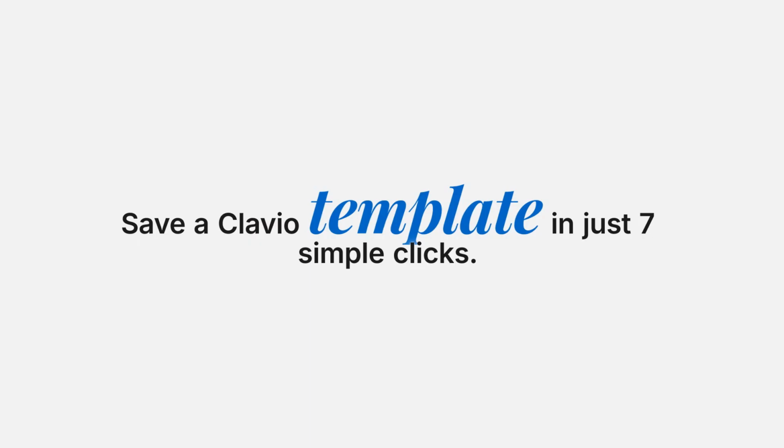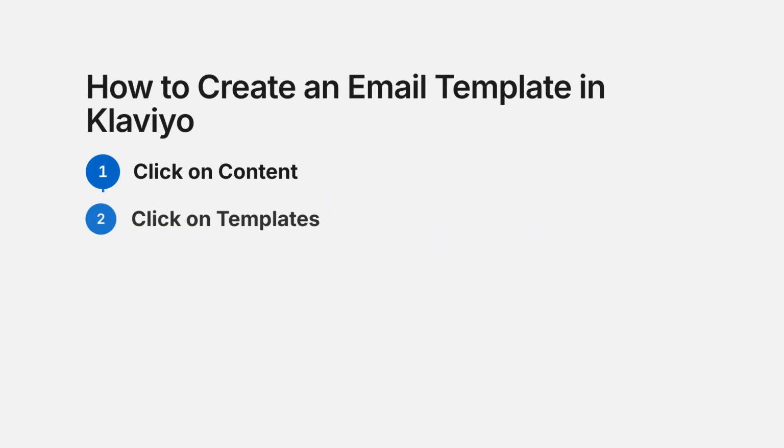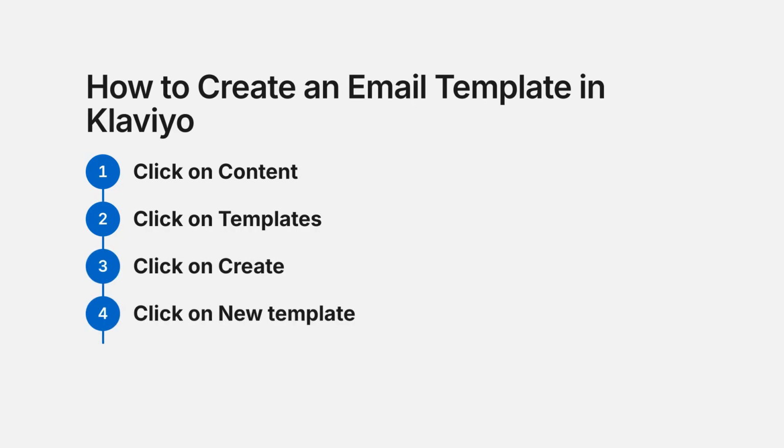Do you lose 20 minutes every campaign tweaking the same email? Save a Klaviyo template in just 7 simple clicks. We'll start in Content, open Templates, hit Create, pick New Template, hit Create again, then Preview and Finish.